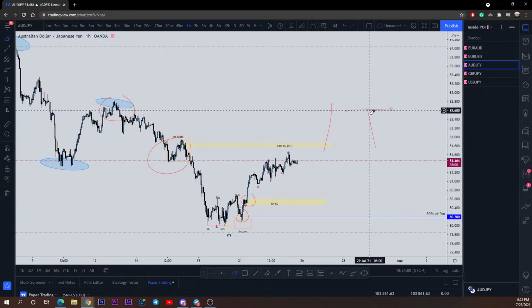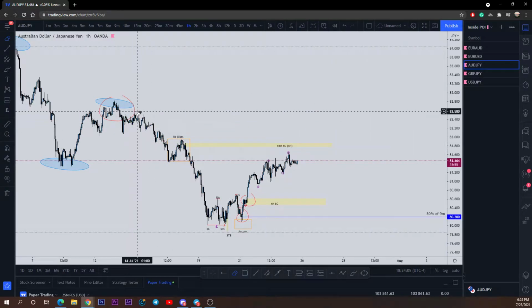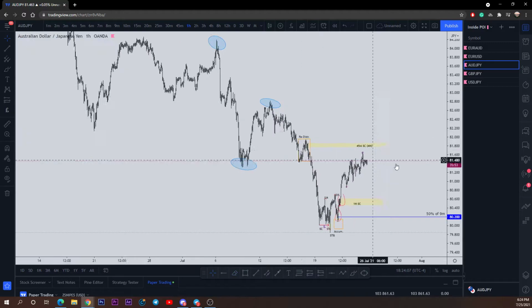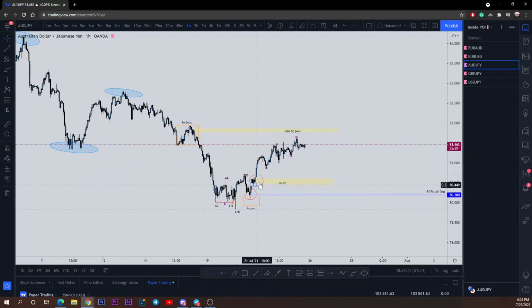Just let the market do its thing. All right. Don't try to do too much. Just mark out your areas and let the market do its thing. It's going to show you where it wants to go every single time. All right. But that's basically what I see here on ADJPY.